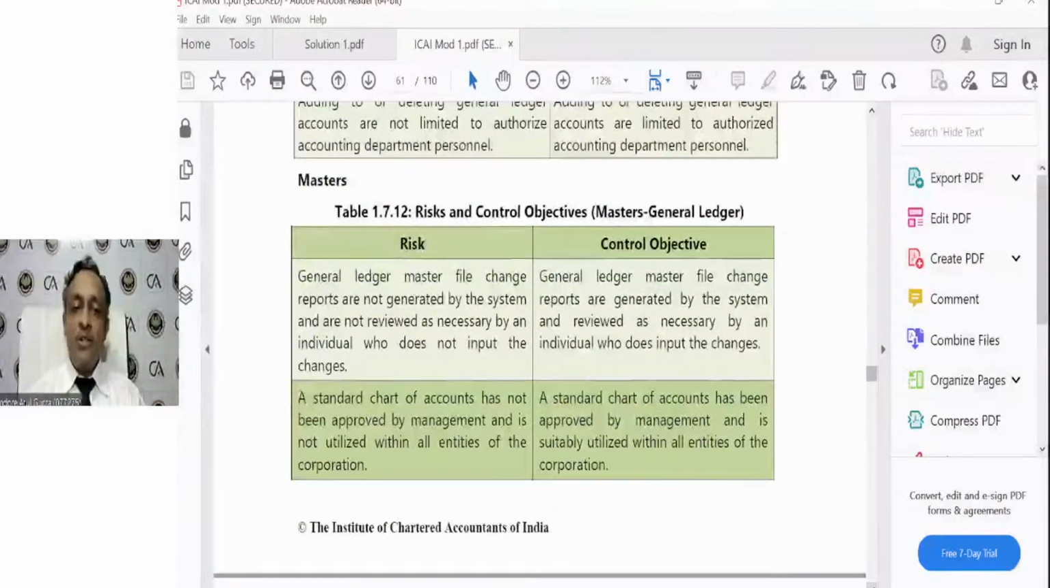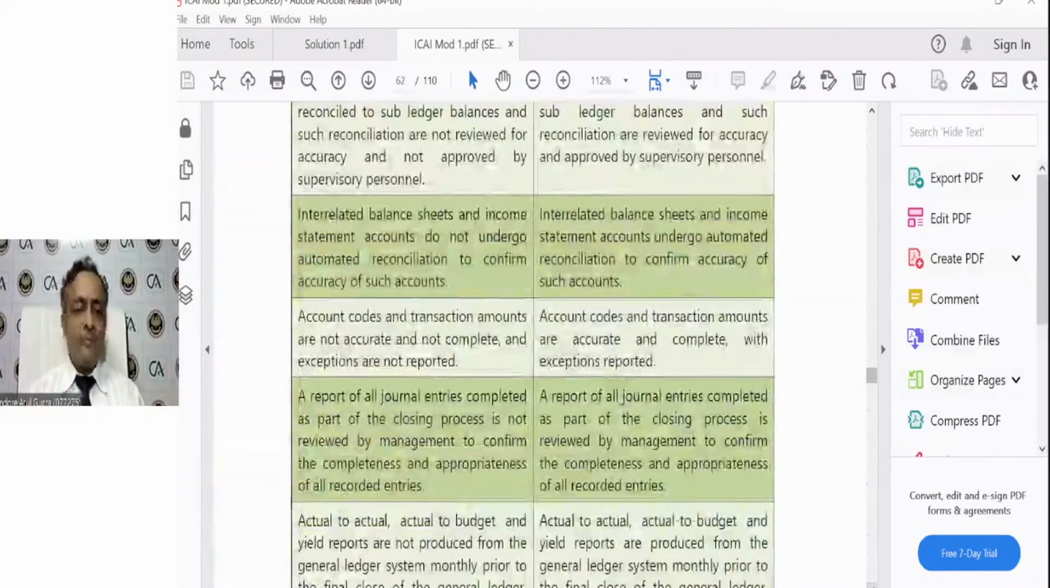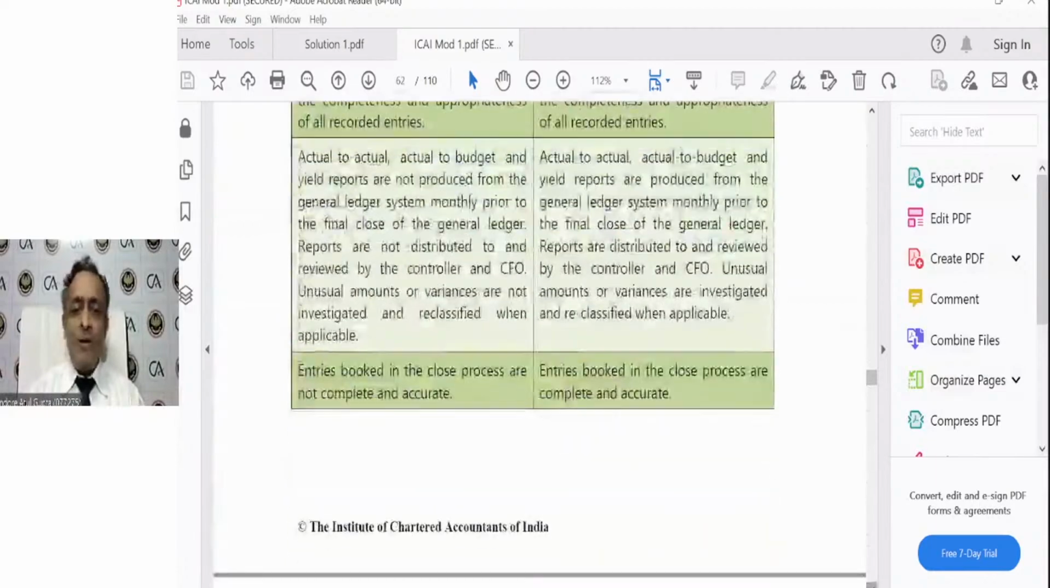Then master related issues: GL master file change reports are not generated. So we have talked about that. Any changes for all tables which have master changes, we have said a line we will be adding that all changes in masters have to be rechecked from substantiating evidences. That is. Then transaction, that I'm leaving for you to read.